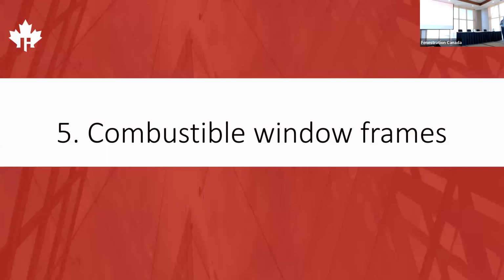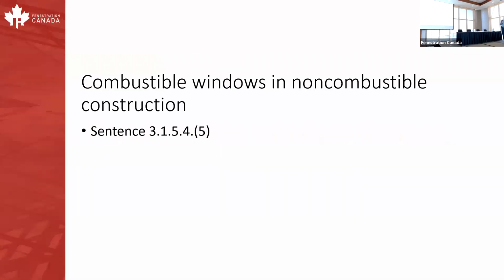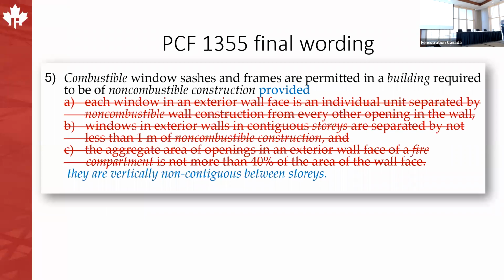So we'll move on then to combustible window frames. In non-combustible construction, you probably already know this wonderful news. Essentially, all the restrictions that were in the code in red were removed, and the only thing that was added is the words in blue. So now, combustible window sashes and frames are permitted in a building of non-combustible construction, provided they are vertically non-contiguous between stories. In other words, they can't touch from floor to floor.